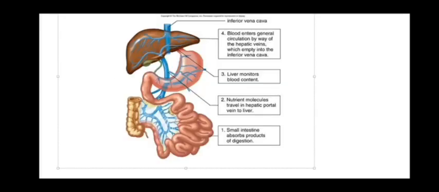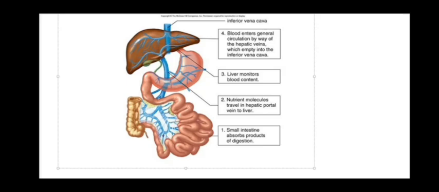We can also understand it with this system. Now you can see the intestine. The small intestine absorbs products of digestion. Then the nutrient molecules travel in the hepatic portal vein to the liver. So this vein comprises the hepatic portal vein and connects it to the liver. The liver monitors the blood content. Blood enters general circulation by way of the hepatic vein, which empties into the inferior vena cava.